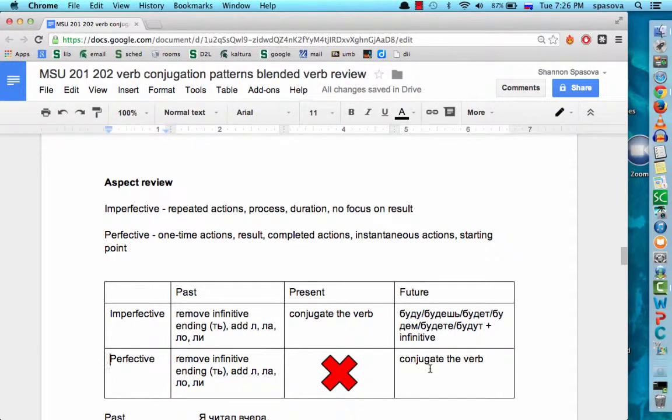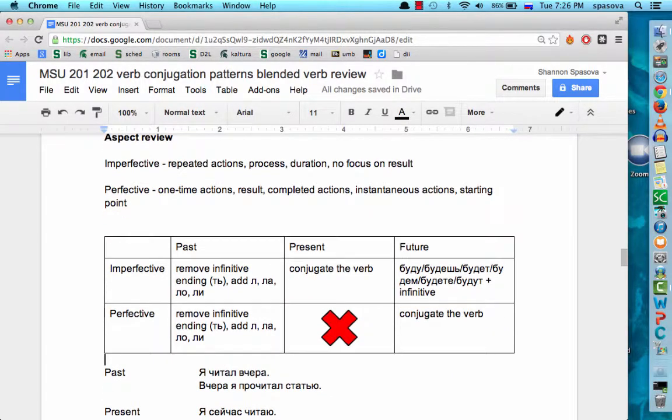So this can get tricky because when you see a verb conjugated, unless you know whether that verb is imperfective or perfective, you don't know what tense it is. So be aware of that. So when we take a perfective verb and conjugate it, it makes it future. To make an imperfective verb future, we add буду, будешь, будет, будем, будете, or будут, and then plus the infinitive.